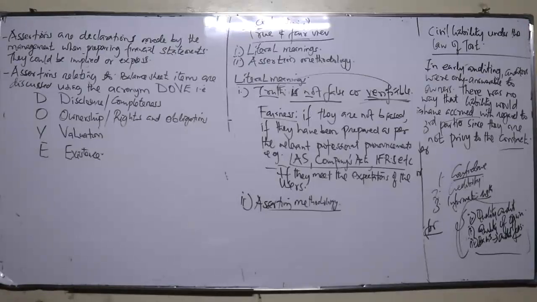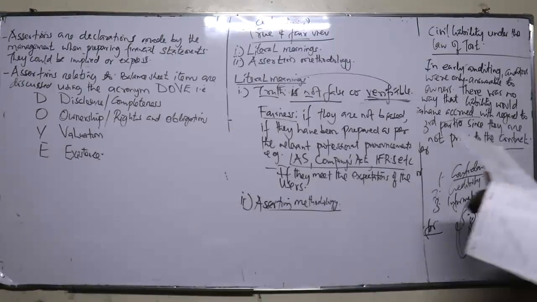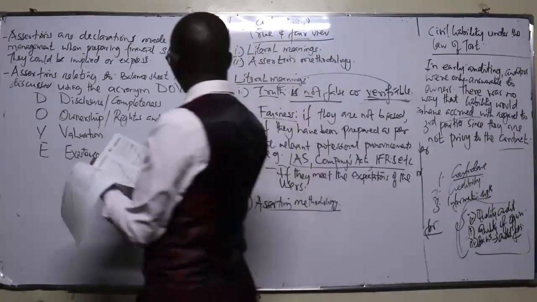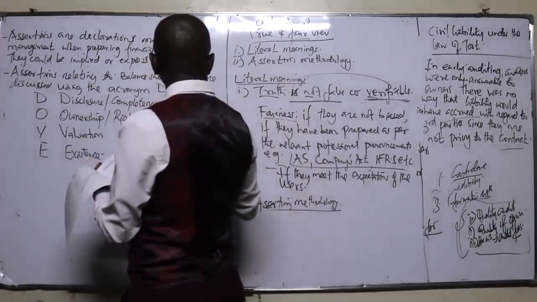So we are talking of the DAV acronym: disclosure, ownership, valuation, and existence. These questions appear very quickly, the very first questions. Yes, I have seen it in December 2021, question number 4A.